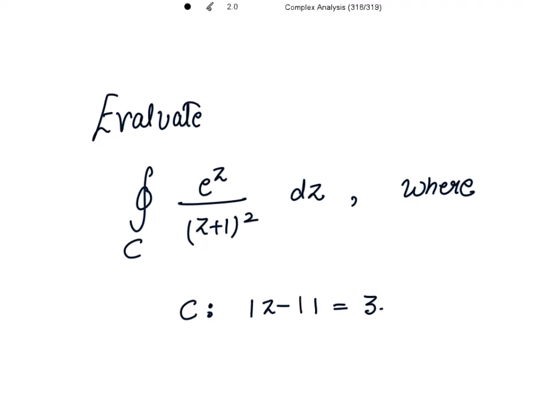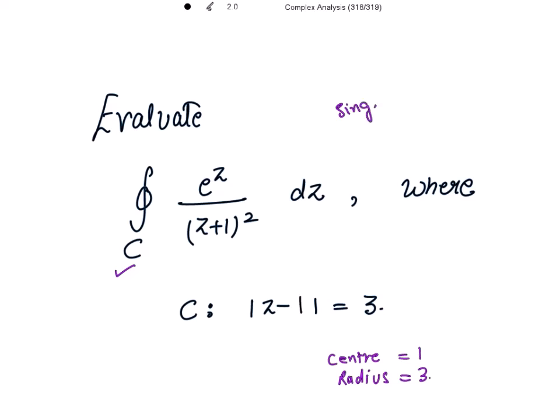We need to evaluate this integral having this integrand over the circle C, where C is the circle |z - 1| = 3. It is the circle having the center at z = 1, and it is having the radius 3. The next step is to find the singular point.